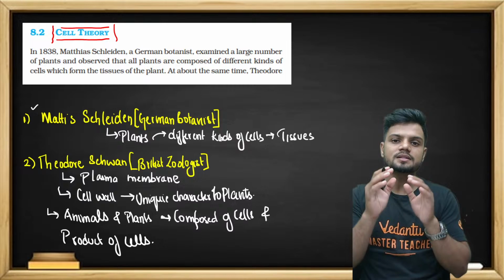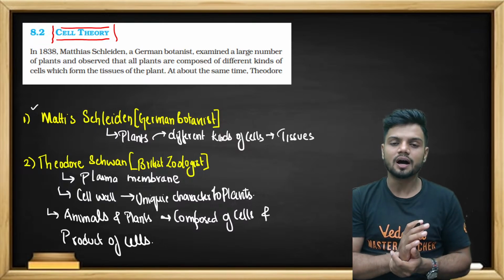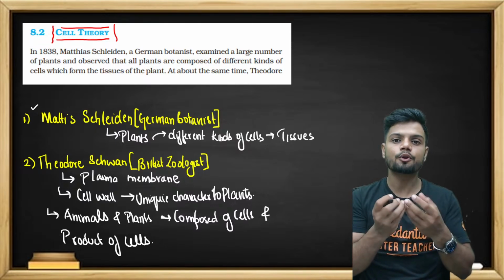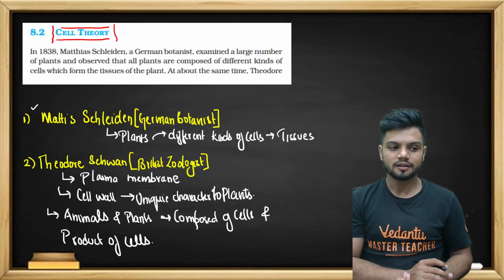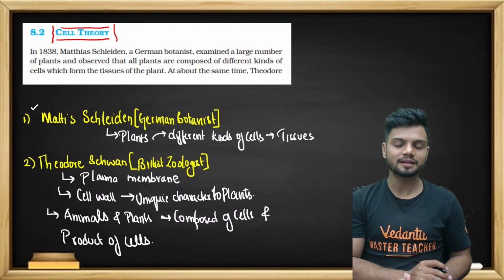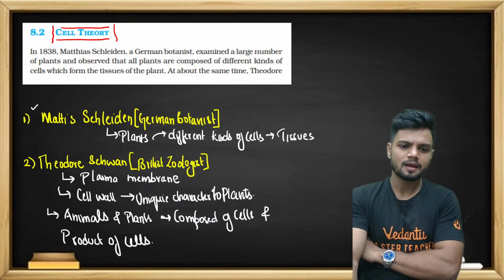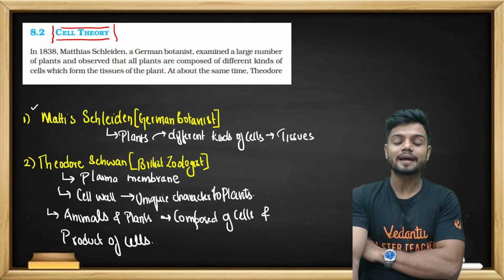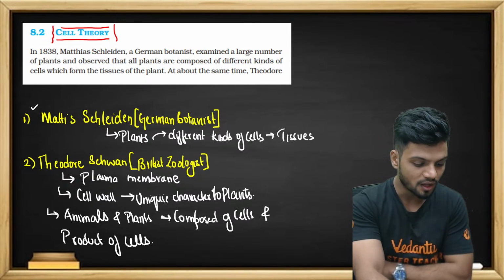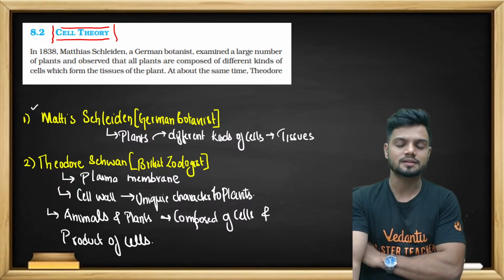So all the plants in the world, all the animals in the world are made up of cells and a product of cells. This was given by Theodor Schwann. So together they gave the cell theory. But in this entire cell theory, students, they could not explain how the cells came into existence.